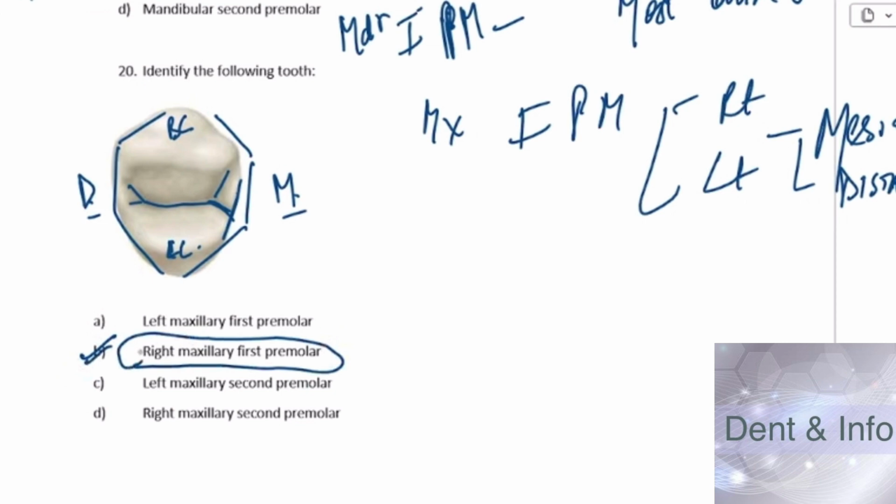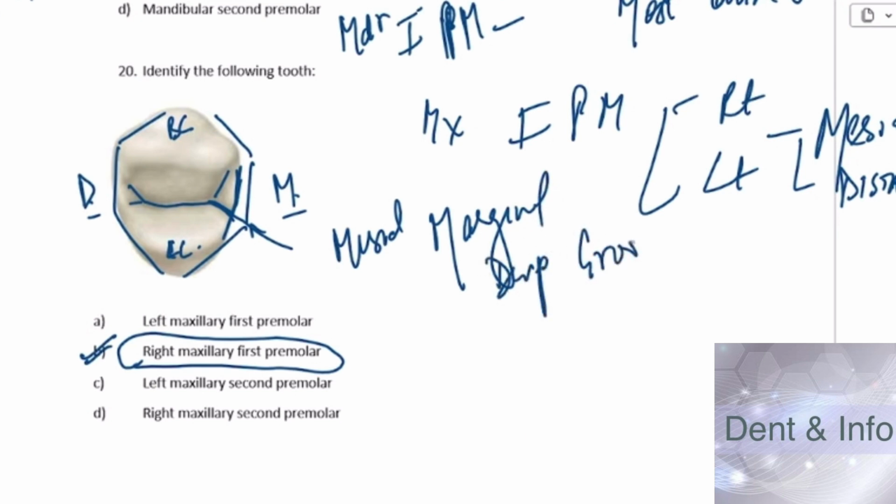They can ask left also. Some students believe that mostly they ask only left, but this is right side maxillary first premolar. Here we have ascertained the mesial side first, by the groove traversing the marginal ridge. This is the mesial marginal ridge, so this groove is called the mesial marginal developmental groove, exclusively seen in maxillary first premolar.